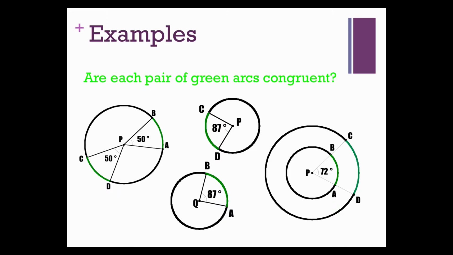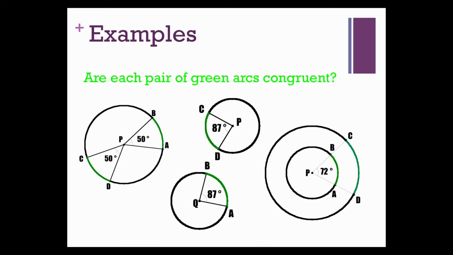Are those two arcs congruent? Yes. Why? Because it's in the same circle. It's the same angle, which means that since it's the same circle, they're going to have the same arc. Okay, how about these two? Two 87-degree central angles, generating two 87-degree arcs. Do you agree that this is an 87-degree arc? Yeah. Do you agree that this is an 87-degree arc? Yeah. Are these two arcs congruent?